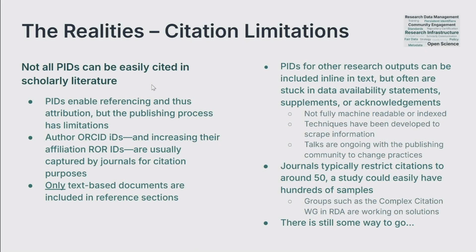They're not necessarily indexed. There are techniques that have been developed for getting that information, and talks are really ongoing with the publishing community about changing practices. A related thing is that there can be quite often restrictions, quite strict restrictions, around the number of things that can be cited. But a study, for example, with samples could have hundreds or thousands of samples. There are groups such as the Complex Citations Working Group in RDA. They're working on solutions, but realistically, there's some way to go still.